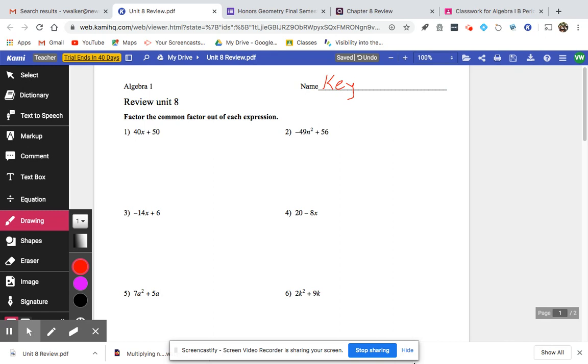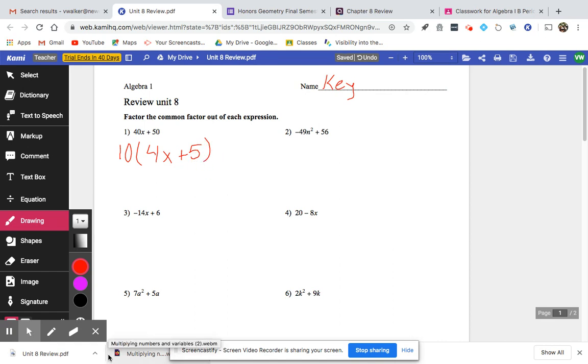So if I look at number 1, 40x plus 50, I notice that both of them don't have an x. Only one of them does. So that leads me to think, okay, what's the largest number that can go into both of them? Here I notice that a 10 can go into both of them. 10 times what is 40? That's 4. There's still an x there. And then 10 times what is 50? That's a positive 5. So that's the factored form of number 1.